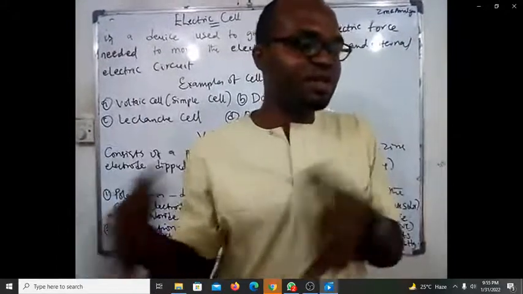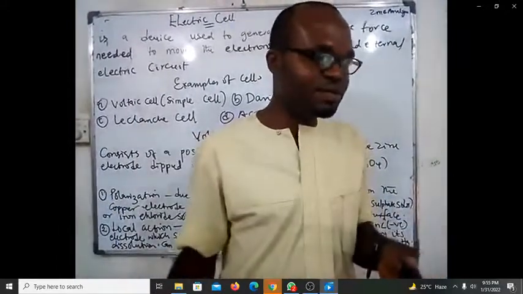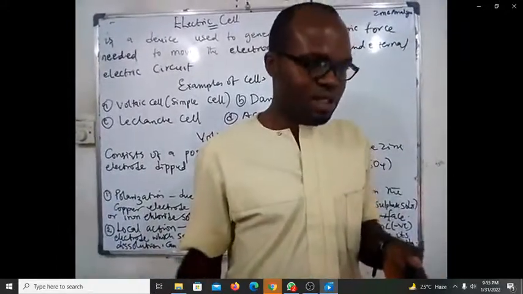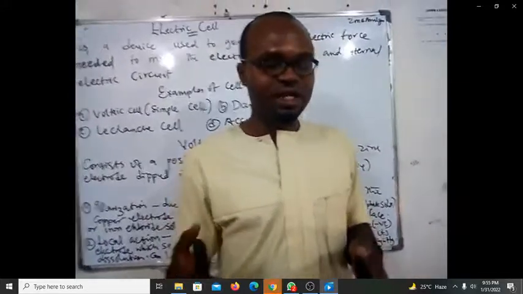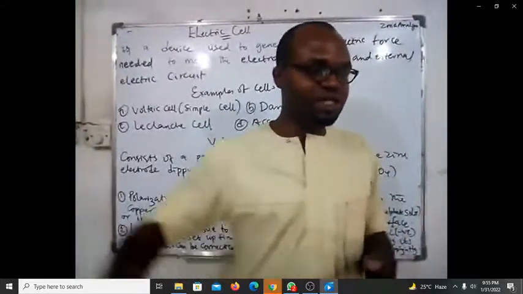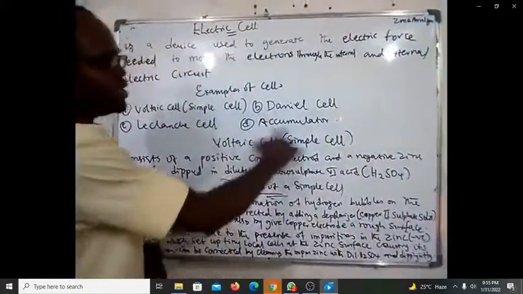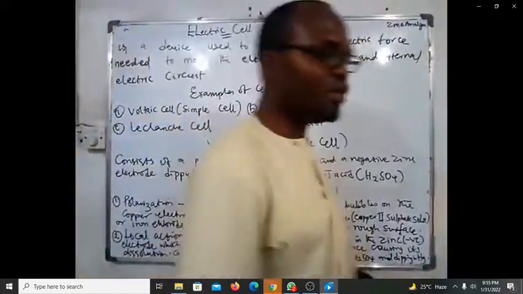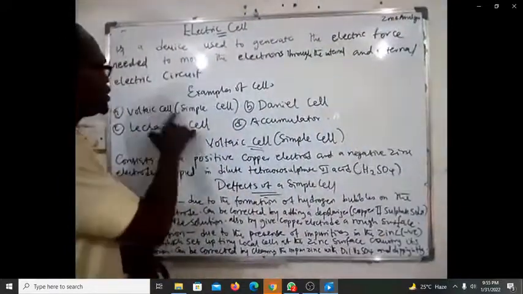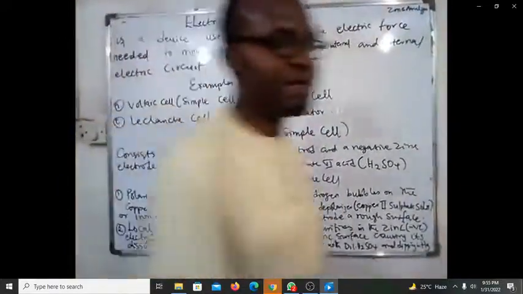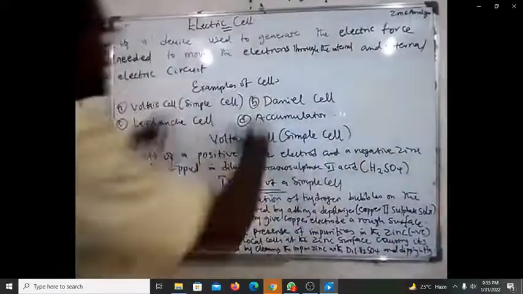The primary cells are those ones that cannot be recharged. You understand? If the car battery runs down, you will take it to a mechanic to recharge it, is it not? Because it is a secondary cell, it is accumulator. But the ones that you cannot recharge, they are known as what? Simple cell or primary cells. Is that clear? So we're going to take these cells one by one.